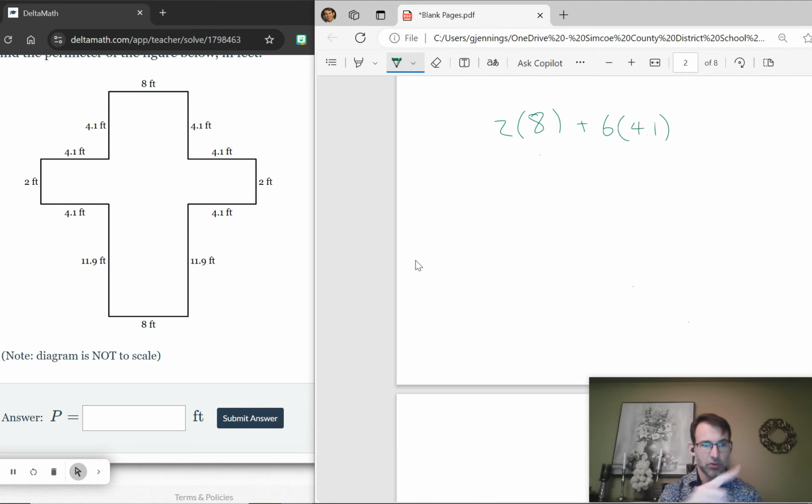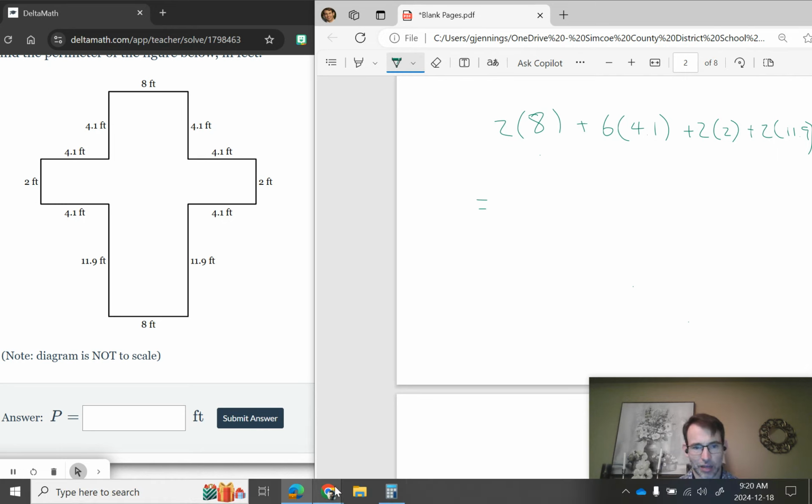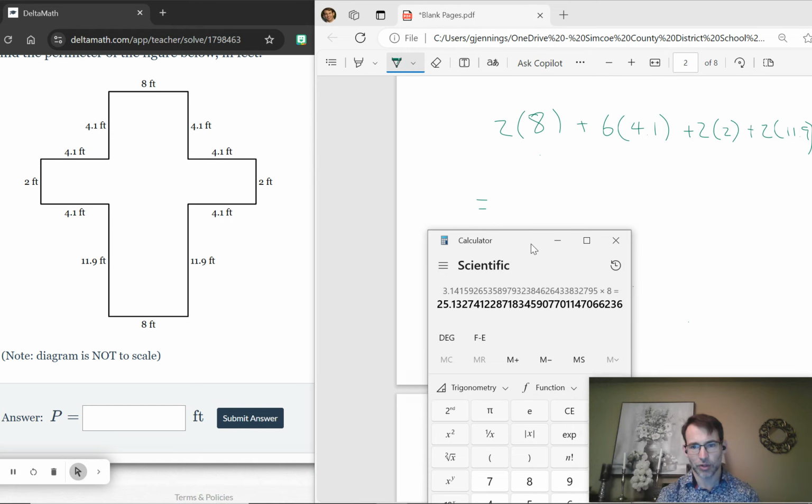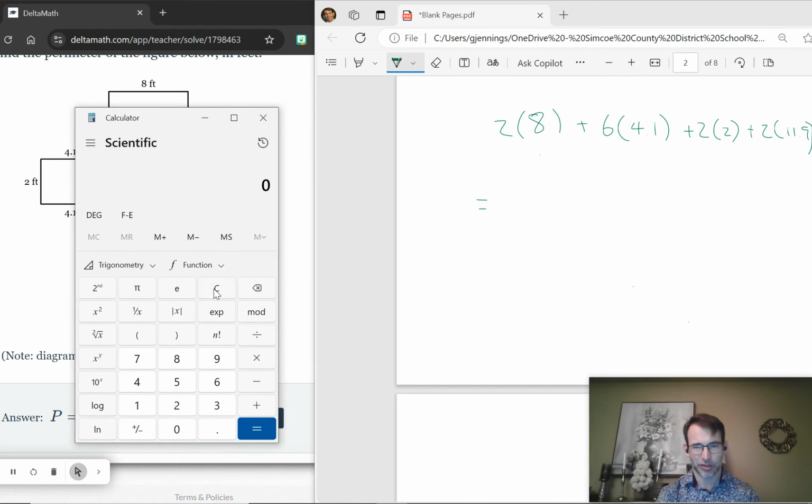And then what other types of shapes do I have? I have 2 2s, so plus 2 times 2. Plus there's one more, 11.9, and there are 2 of them, so 2 times 11.9. Now I've got all those numbers written down, and I just crank it on a calculator, folks. You can try doing these in your head if you want, like some kind of mental math workout, but who does that these days?